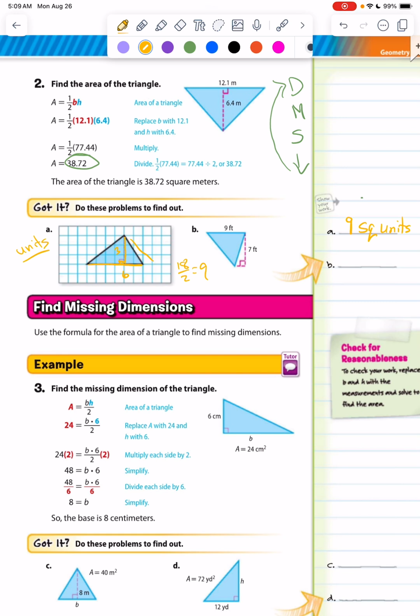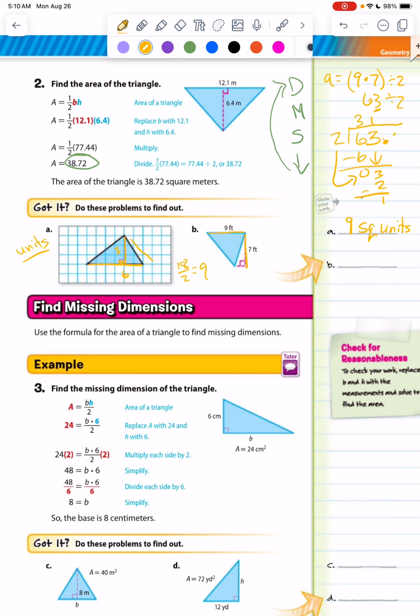Then this one here, we have a base of 9 and a height of 7, so area equals 9 times 7 divided by 2. 9 times 7 is 63 divided by 2. This is not even, it's not going to go in evenly. So let's see what that is. 63. 2 times 3 is 6. Subtract, 0. Bring down the 3. 2 goes into 3 one time. 2, 1. Nothing to bring down.